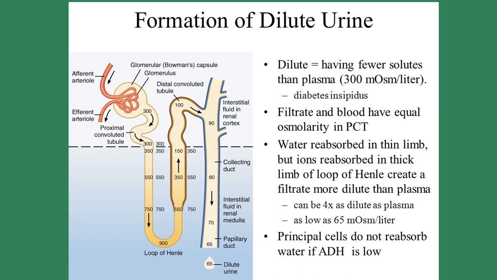So, in a healthy person, even when the kidneys produce dilute urine, the concentration of waste products in the urine is large enough to maintain homeostasis. Again, as with the production of concentrated urine, beneficial substances are retained and both toxic substances and excess water are eliminated.